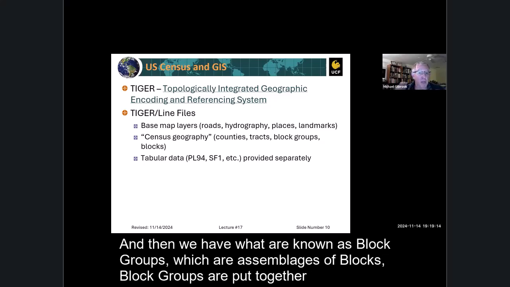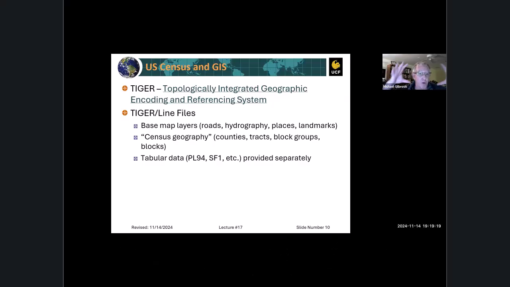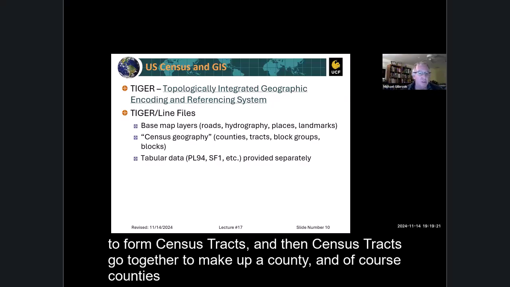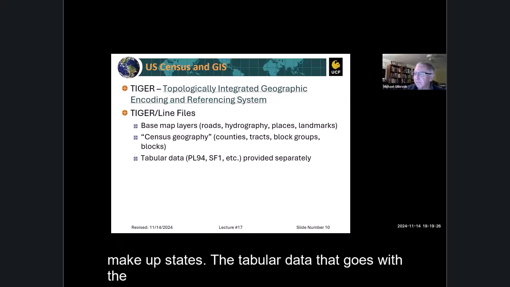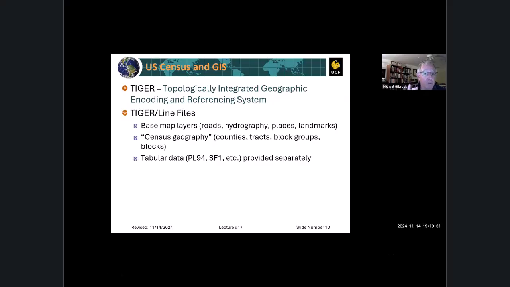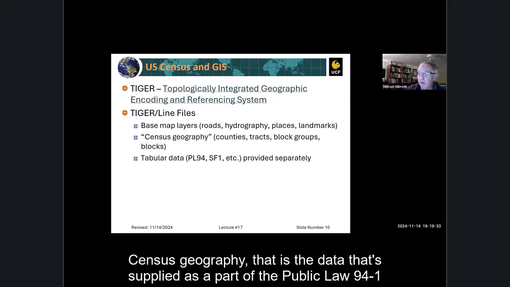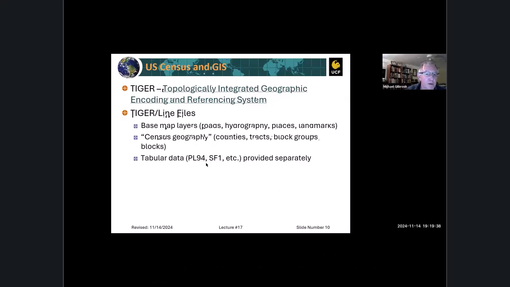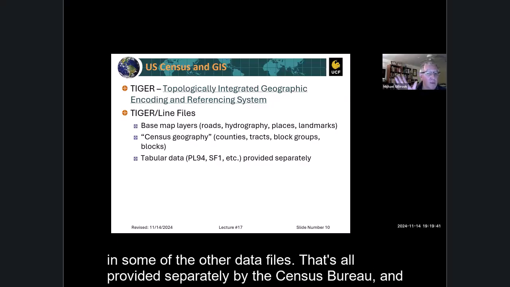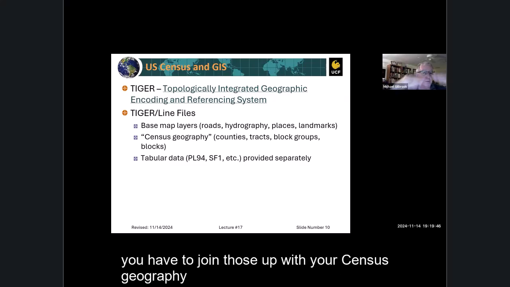And then we have what are known as block groups, which are assemblages of blocks. Block groups are put together to form census tracts. And then census tracts go together to make up a county. And of course, counties make up states. The tabular data that goes with the census geography, that is the data that's supplied as a part of the Public Law 94-171 and some of the other data files. That's all provided separately by the Census Bureau, and you have to join those up with your census geography later.